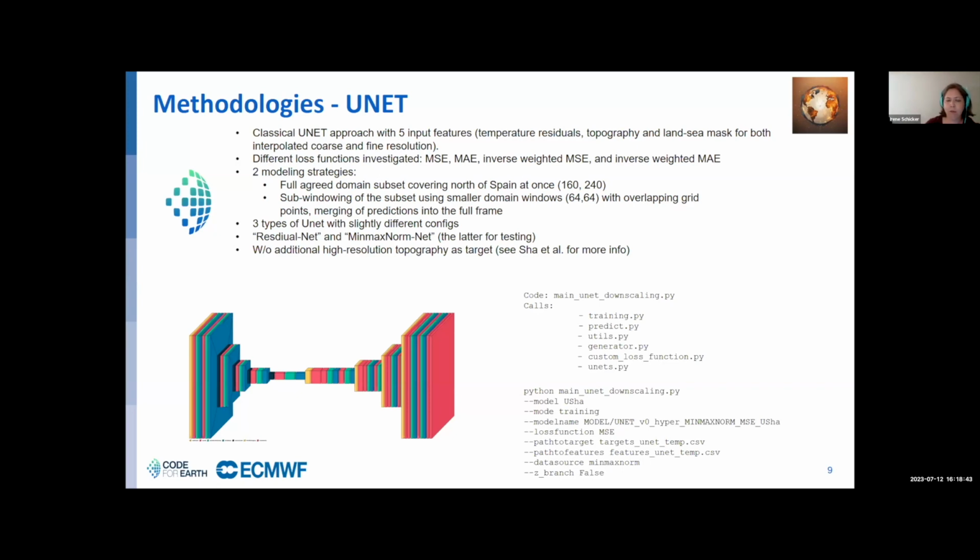And what we have right now for the unit is we have a main code which calls either training or prediction. We have the normalization and some plotting functions in the utils. We have a generator depending on what type of unit and what type of approach you're using. You either have a generator for the sub-windowing and then a generator for the full domain. We have the custom loss function specified in a separate file, plus the units. And you call this model with arguments in the command line.